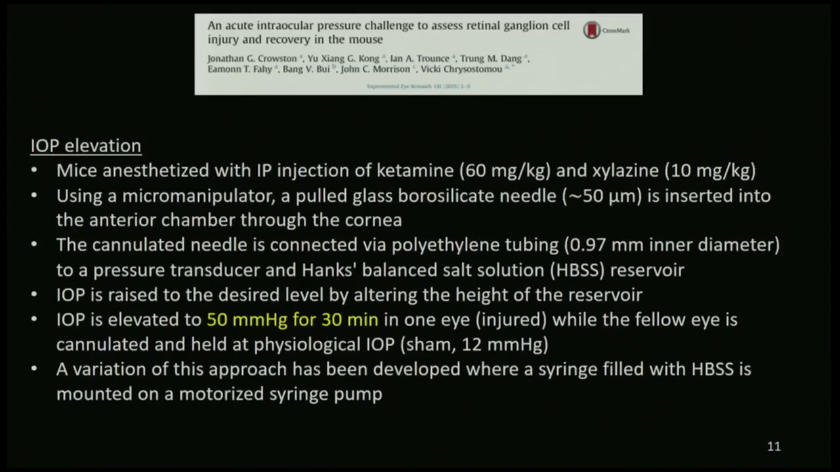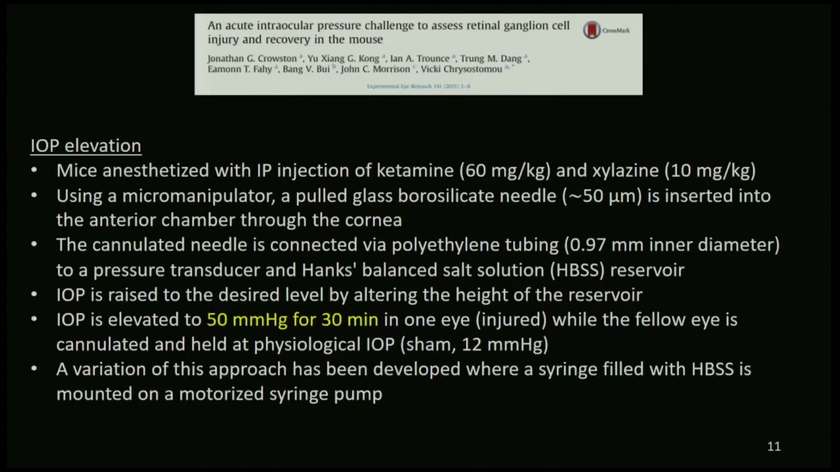So how did they do this? Well, they took their mice and anesthetized them with IP injections. They used a micromanipulator and a pulled glass needle, which they inserted into the anterior chamber through the cornea. This needle was then connected to tubing, which was then connected to an HBSS reservoir. And the IOP was raised by simply raising this reservoir. The IOP was raised again to 50 millimeters of mercury for 30 minutes in the injured eye. The contralateral or control eye was cannulated, but the pressure was kept at 12 millimeters of mercury.